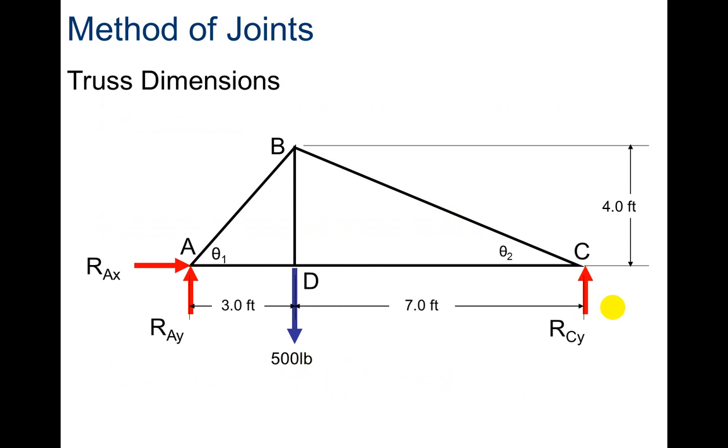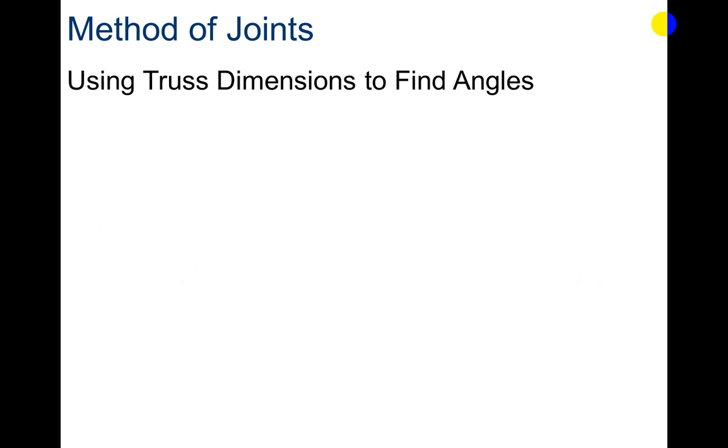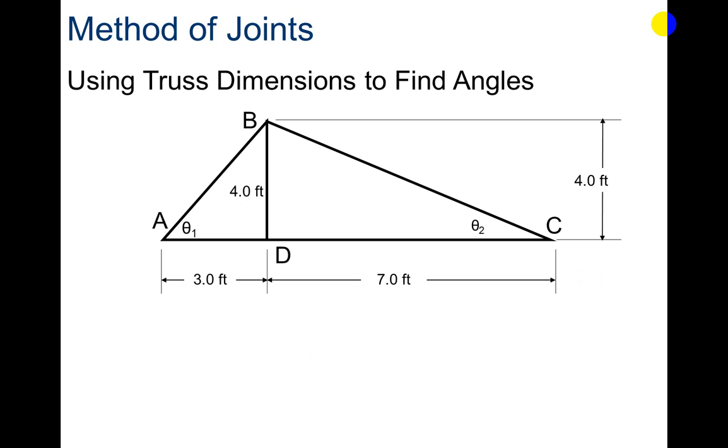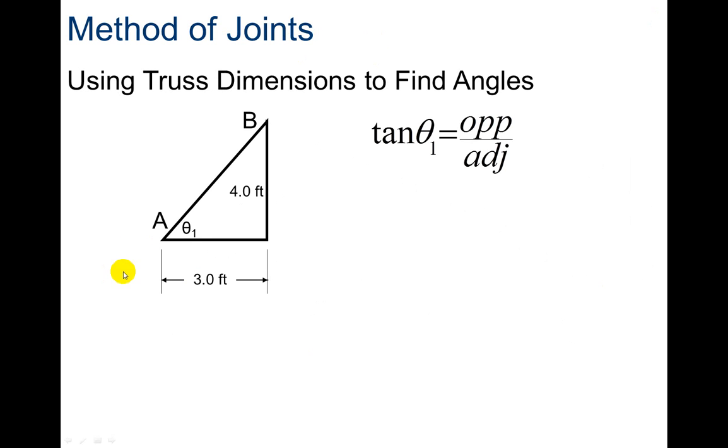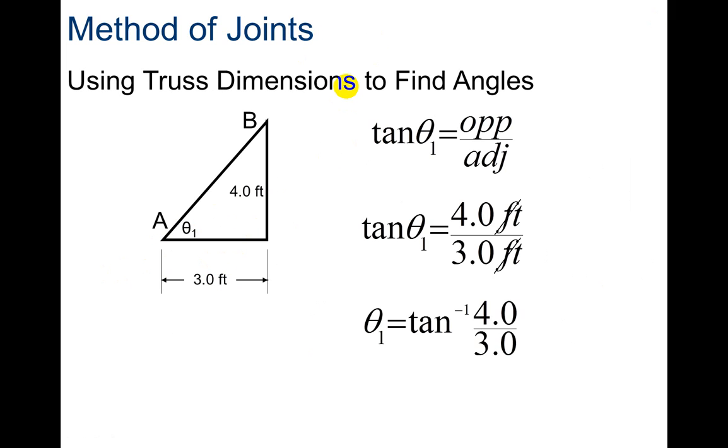Okay, so let's look at it. I know that my distance is 3 foot, 7 foot, and then the height is 4 foot. I do not have these angles, so I'm going to have to start off by finding those angles. I would do that by using tangent. So this first angle is going to be tangent, opposite, which is 4, over adjacent, which is 3. So 4 divided by 3. Then I'm going to take the inverse tangent of that so that I can find out what the angle is. And it's 53.13 degrees.